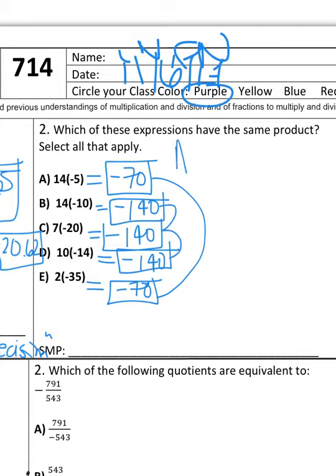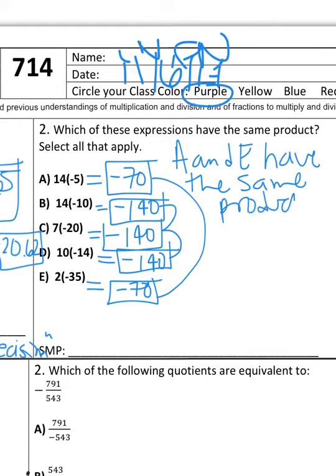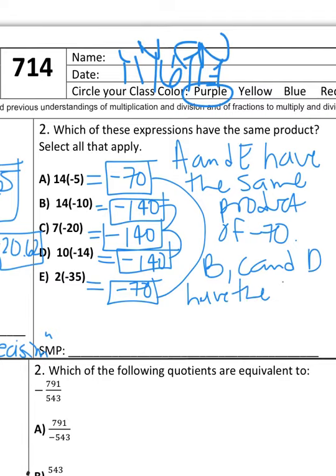So we'll have A and E have the same product of negative 70. B, C, and D have the same product of negative 140. Perfect. Now the SMP you're using is you're looking for patterns. So that's SMP 8. Go ahead and write the quote right there, looking at your label on your desk.